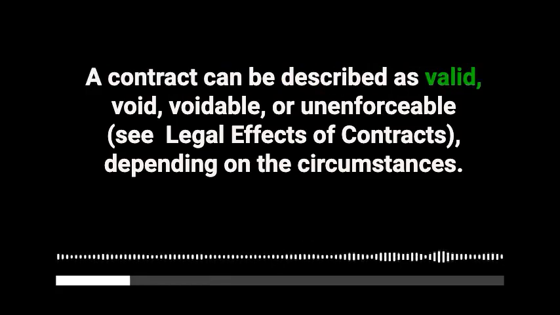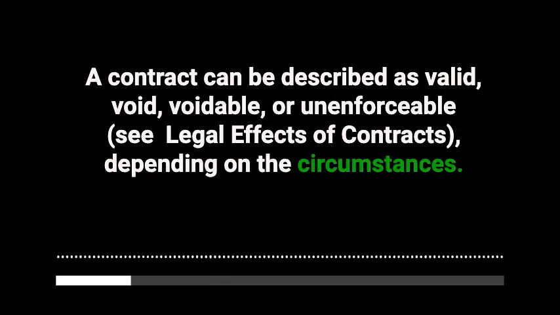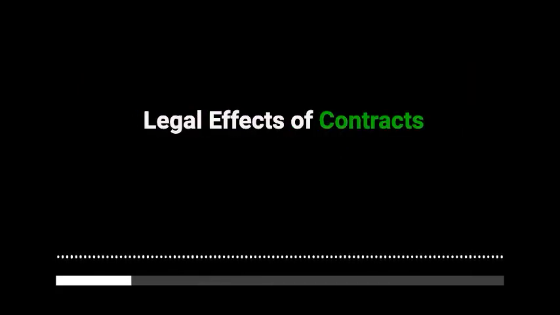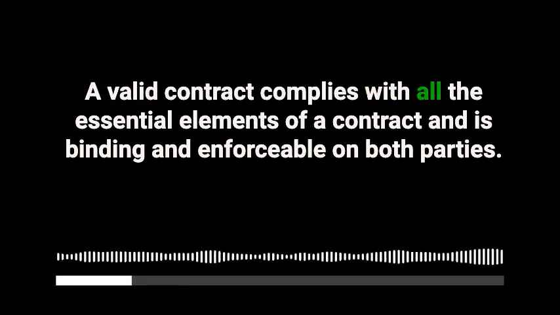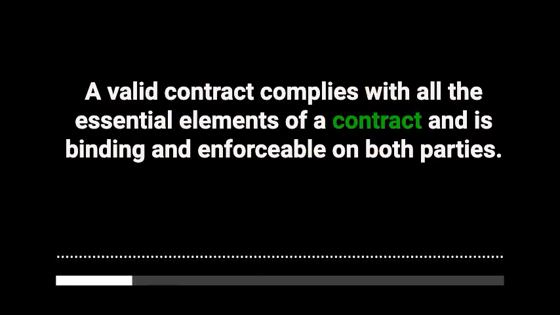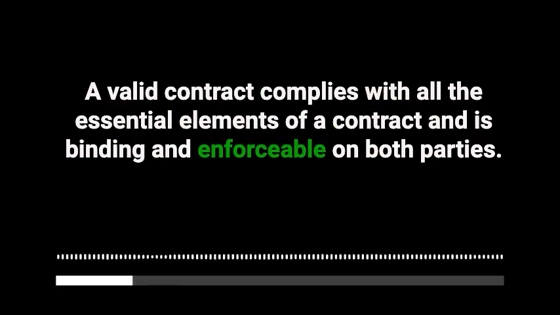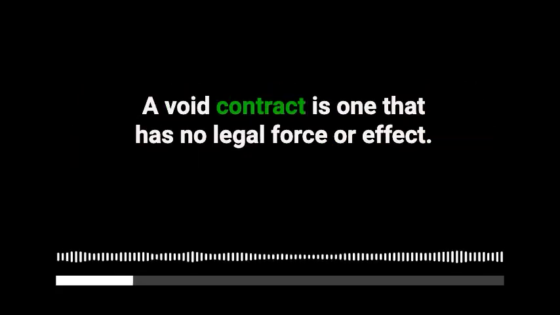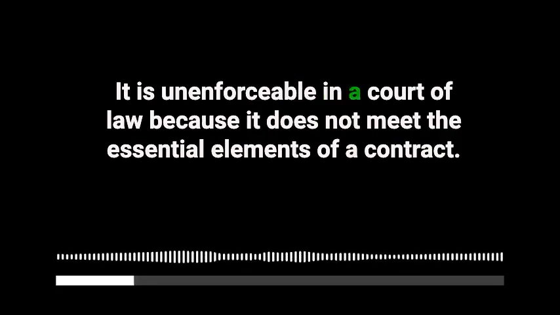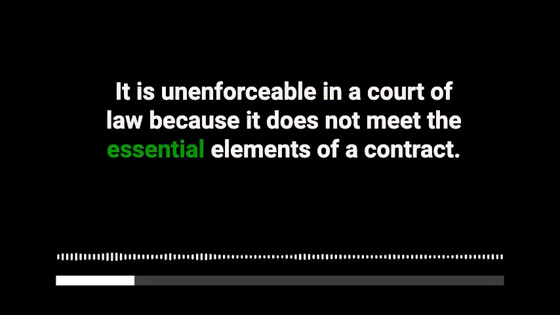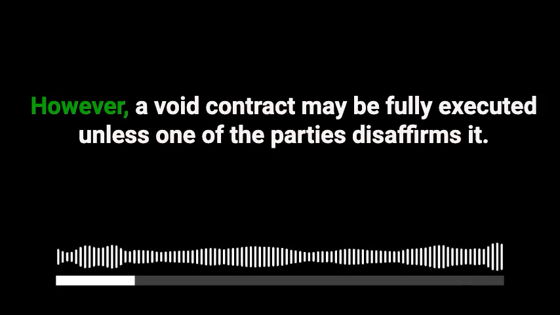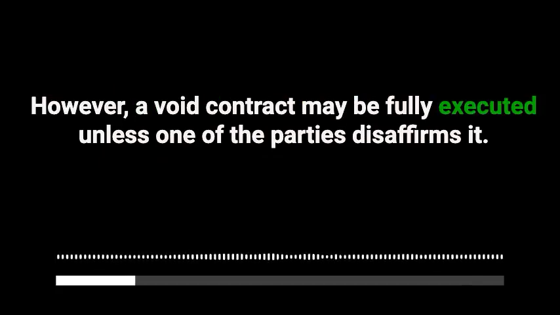Validity of contracts. A contract can be described as valid, void, voidable, or unenforceable, depending on the circumstances. Legal effects of contracts. A valid contract complies with all the essential elements of a contract and is binding and enforceable on both parties. A void contract is one that has no legal force or effect. It is unenforceable in a court of law because it does not meet the essential elements of a contract. However, a void contract may be fully executed unless one of the parties disaffirms it.